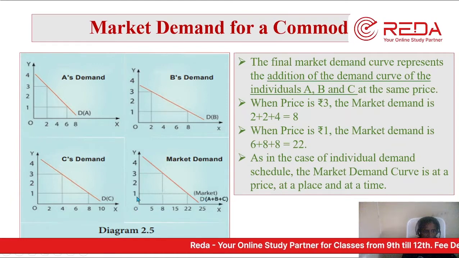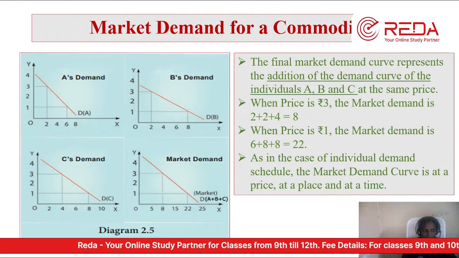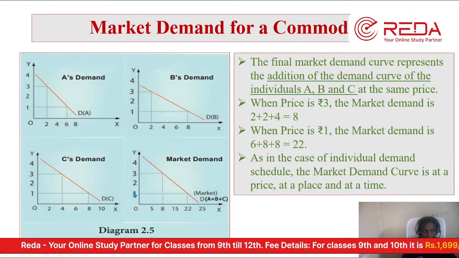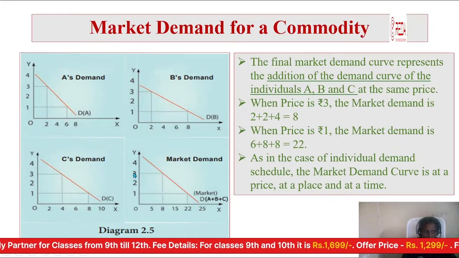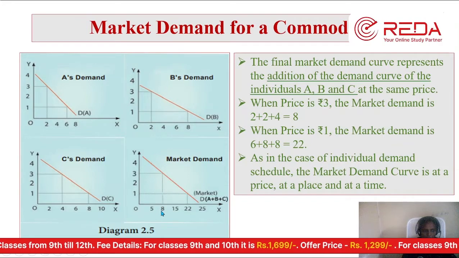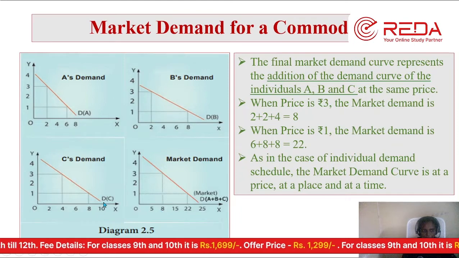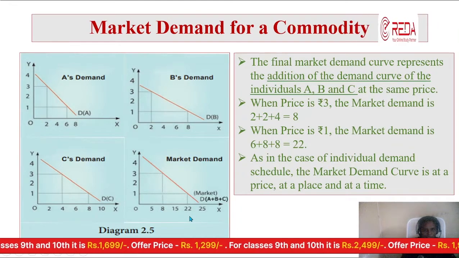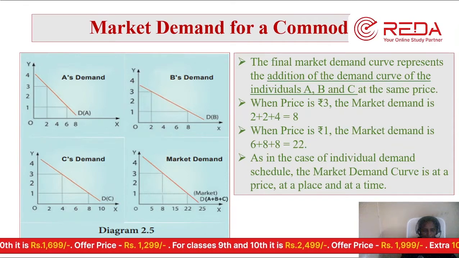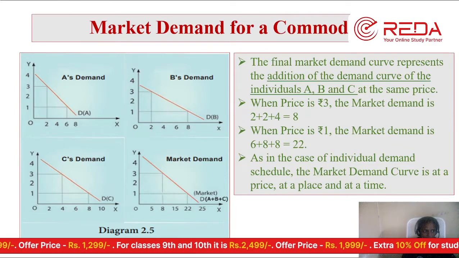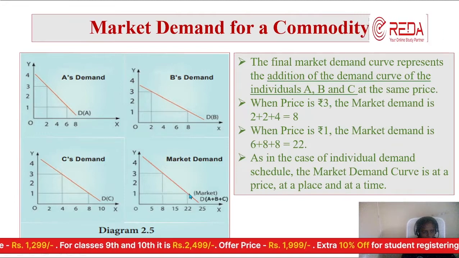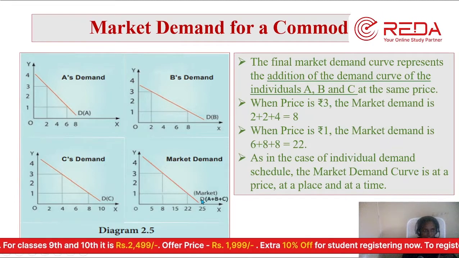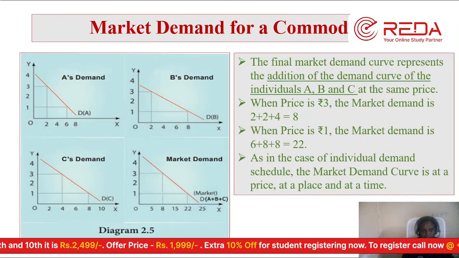So when the price is 1 rupee, what will happen? The quantity demanded will be 22. When the price increases from 1 rupee to 3 rupees, the quantity demanded will be 8. Okay, so you are going to add all the individual demand curves, and you will get the market demand curve. So here, when you add all the three individual curves, you are getting the market demand.